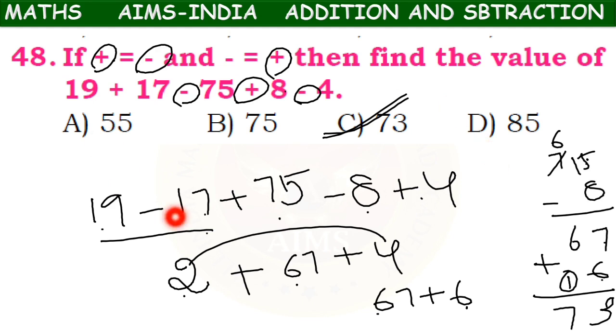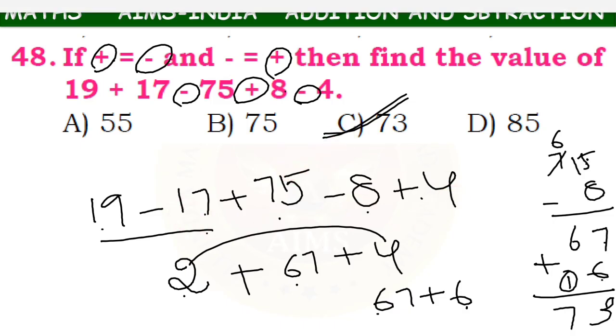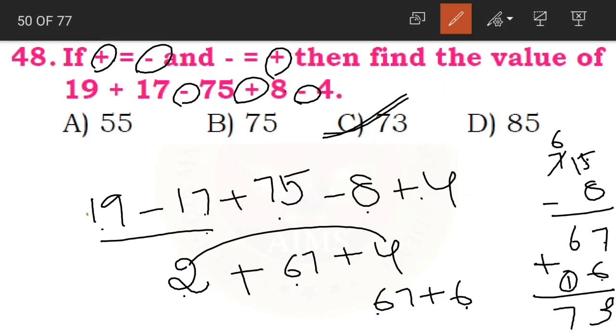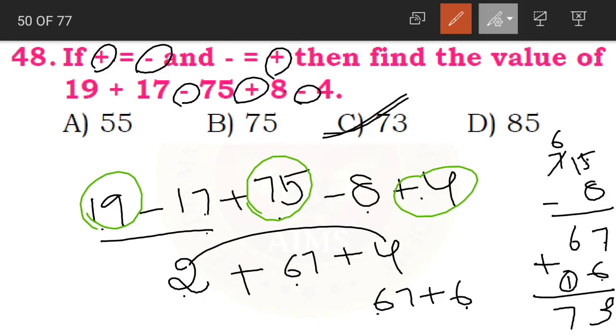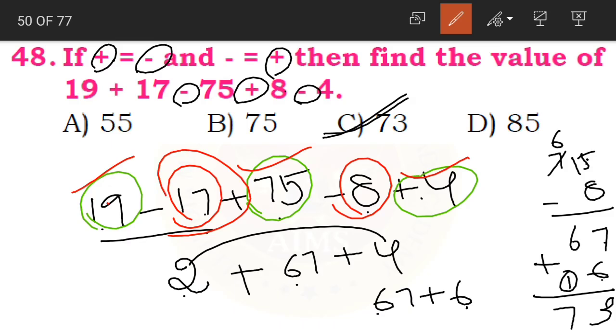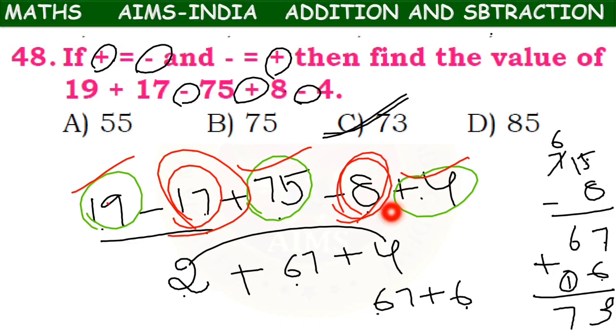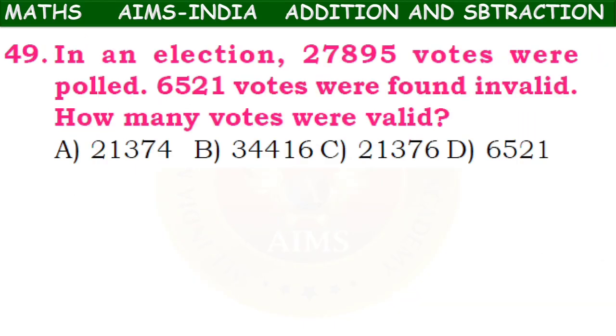Now children, you can do it any way. You can add all the numbers first and then subtract. See, you can add these numbers first, and then add these. Now from this sum you need to subtract this sum and find out the answer. You can find out this answer any way, but the correct answer is option C, 73. Any method can be followed as per your convenience.